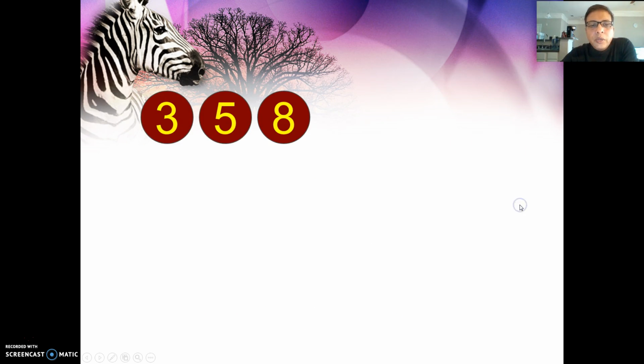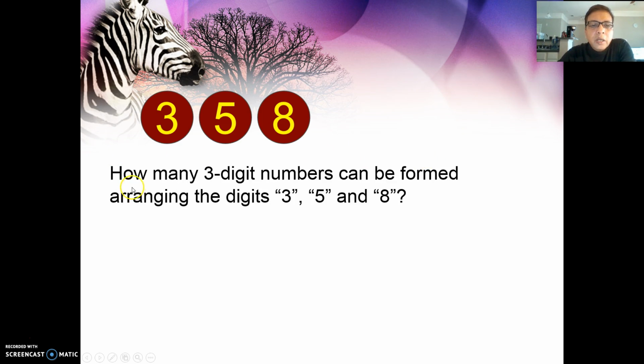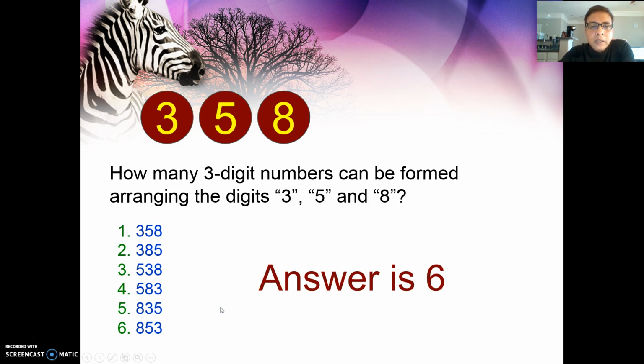So now let's go to a bit more complicated problem. Consider three integers 3, 5 and 8. Question is, how many three-digit numbers can be found arranging the digits 3, 5 and 8? So we can always enumerate them: 358, 385, 538, 583, 835, 853. So the number is 6. So the answer is 6.